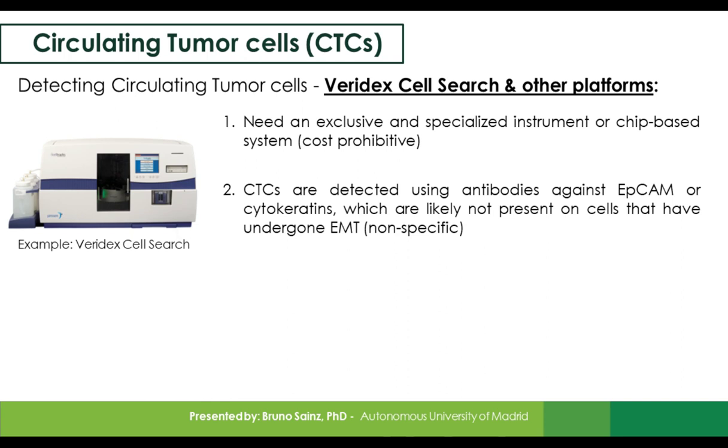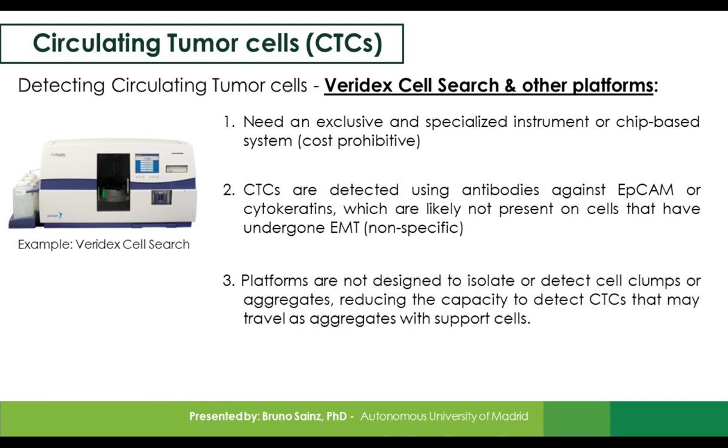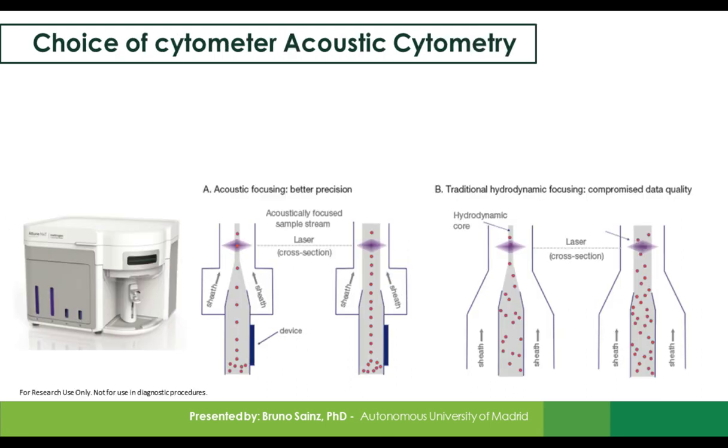So maybe some of these antibodies that are exclusive to these platforms are not specific for the circulating tumor cell population. Also, these platforms are not designed to isolate or detect cell clumps or aggregates. So this also reduces our capacity to detect circulating tumor cells or circulating cancer stem cells that may travel as aggregates with support cells, which is something that the literature is now referring to as a very likely possibility for circulating tumor cells. That being said, obviously there is room for improvement.